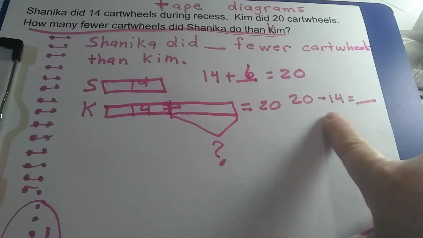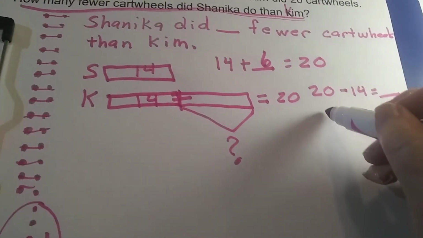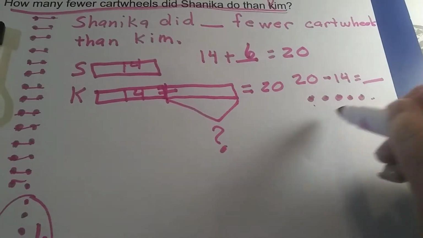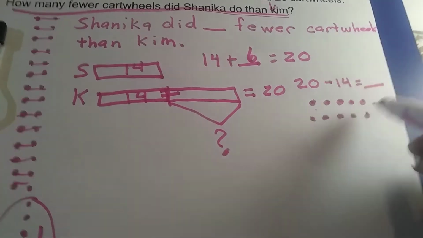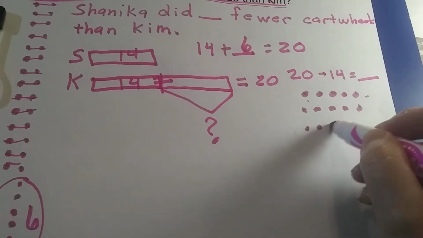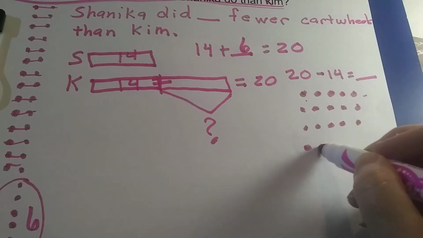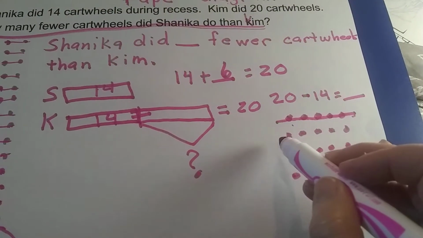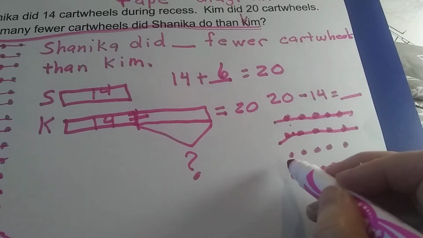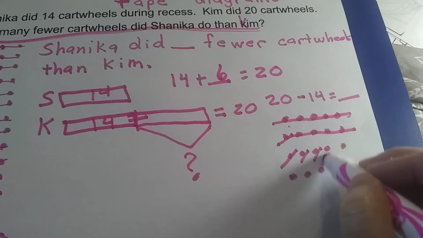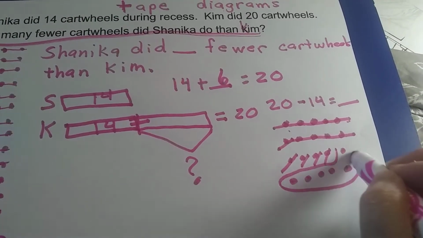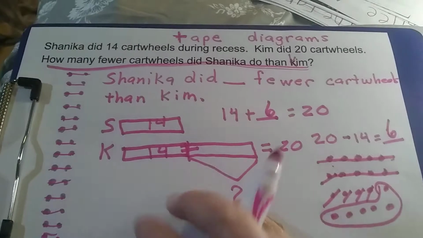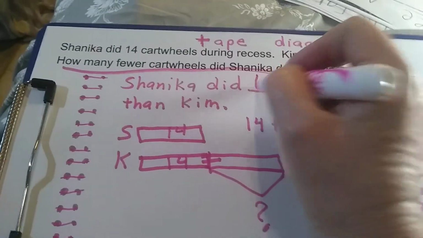Or if you don't know 20 minus 14, they're going to have to use a manipulative or draw 20 dots. 1, 2, 3, up to 20. Scratch out 10, 11, 12, 13, 14. The answer is 6. So now they have their sentence.